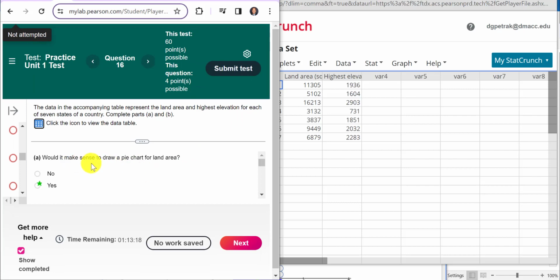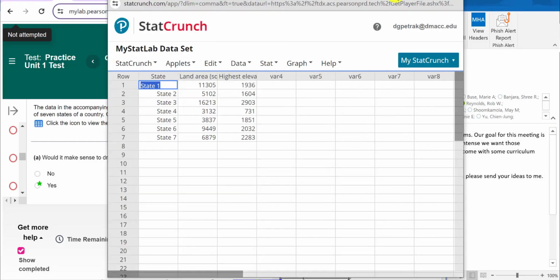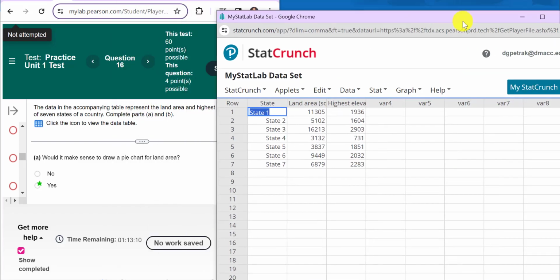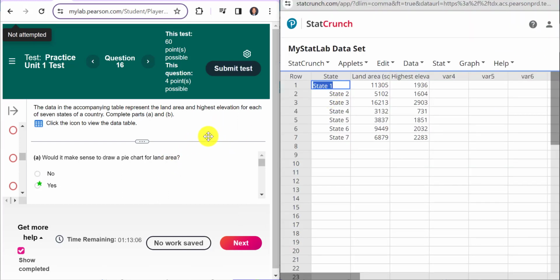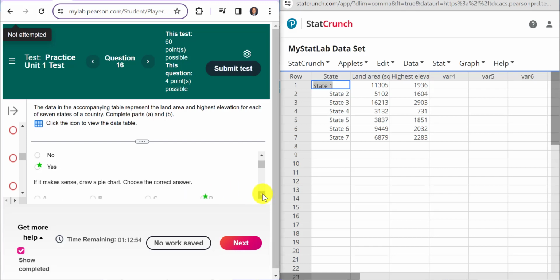And they want, would it make sense to draw a pie chart for the land area? Yeah, because it would show how they compare. So a pie graph is when you're trying to show how does one part compare to the whole. A pie chart is good for part to whole. Bar graph is comparing part to part.